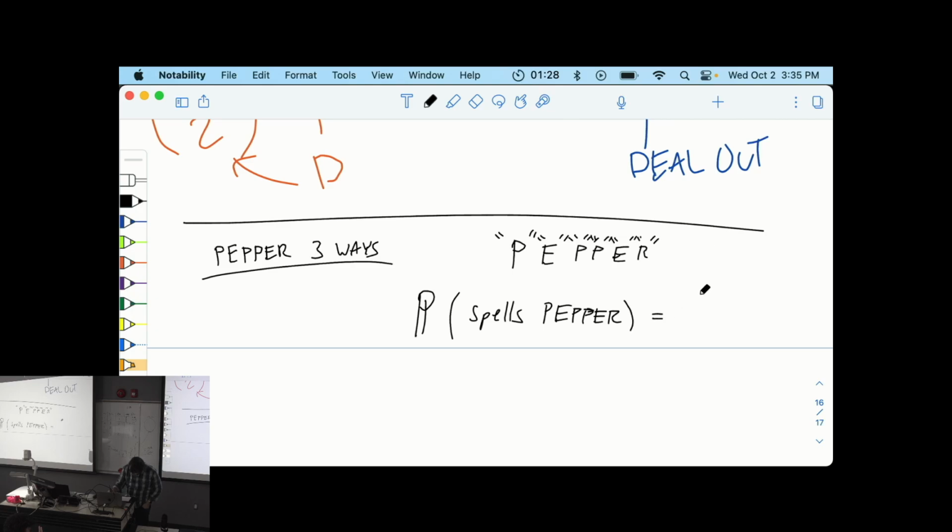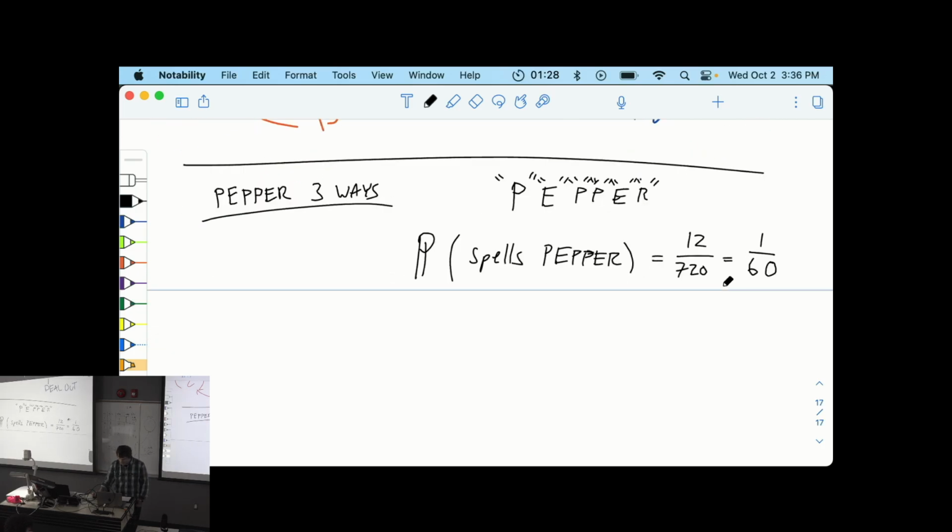And we saw last time, I think the chance is 12 out of 720, also known as 1 out of 60. And depending on how you do it, you might come out with 12 out of 720. You might come out with 1 out of 60. Of course, they're both the same number, but depending on how you think about it, you'll get one or the other. So that's the problem. And that was the answer.